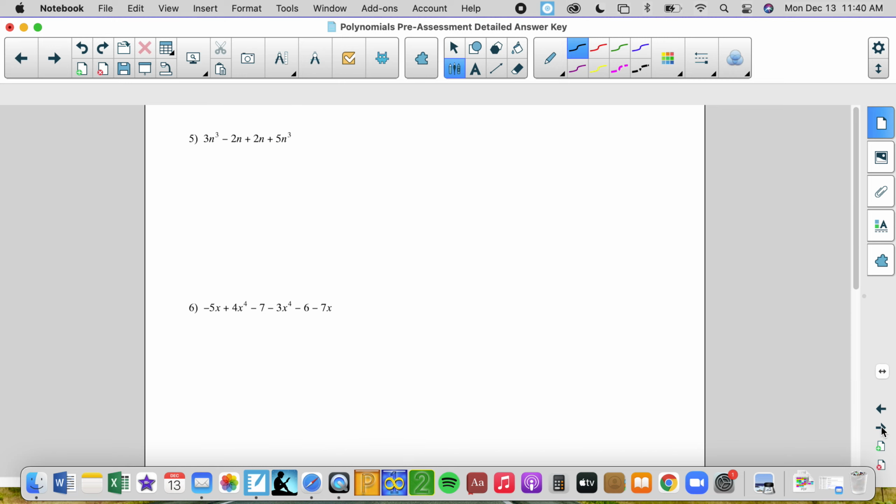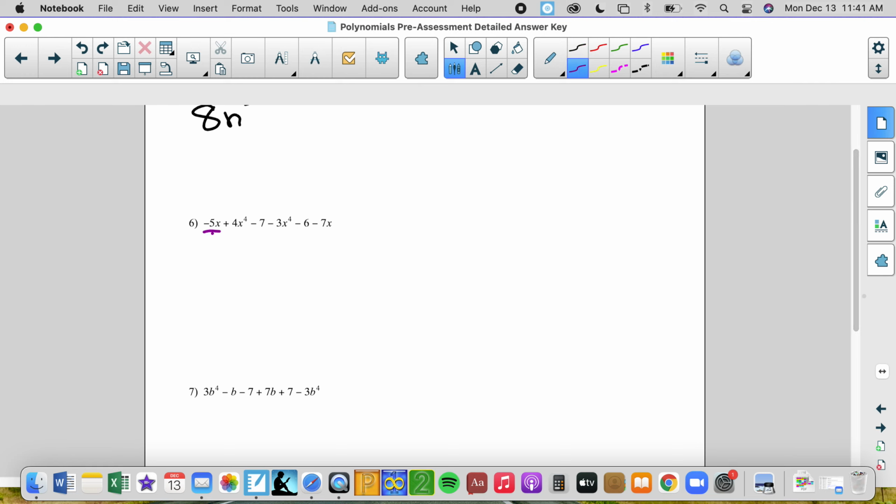Number 5, let's pair it up. N to the third, n to the third, n and n. We have 3n cubed plus 5n cubed gives us 8n cubed. Negative 2n and positive 2n make 0. It does not make n. A lot of students think that the negative 2 and the positive 2 cancel and leave you with the variable n. Not the case. Negative 2 and positive 2 make 0. So we don't have any n's left. So my answer is just 8n to the third.